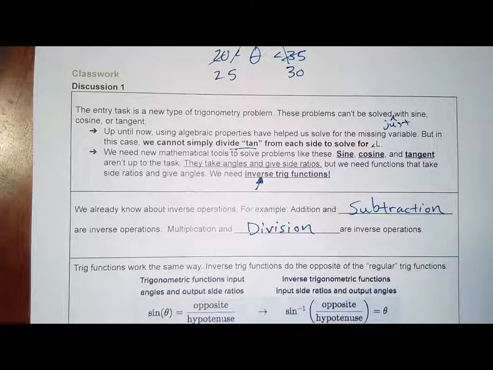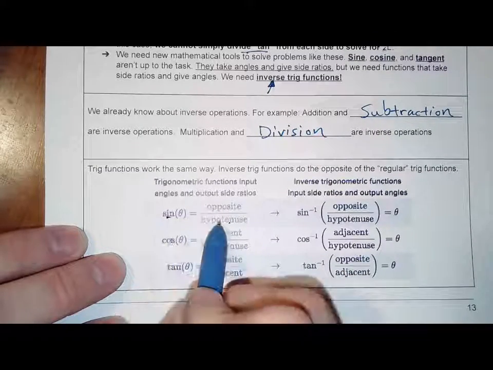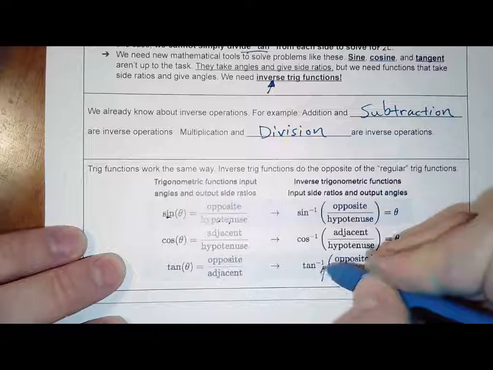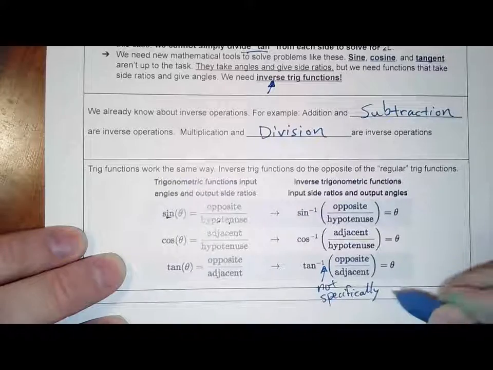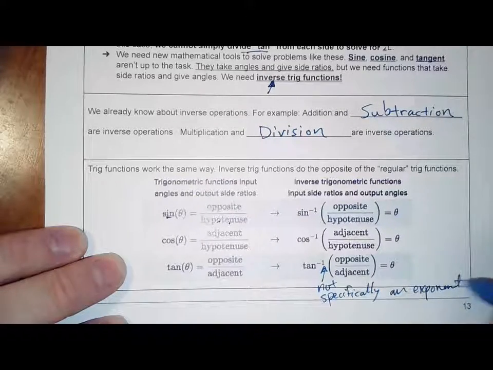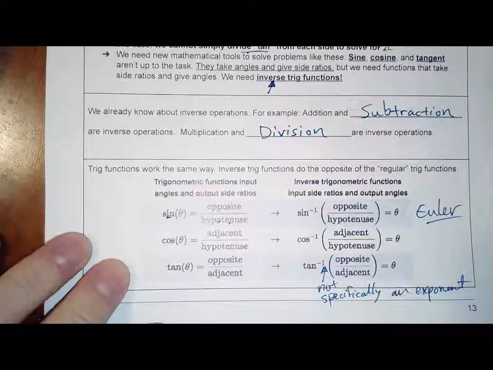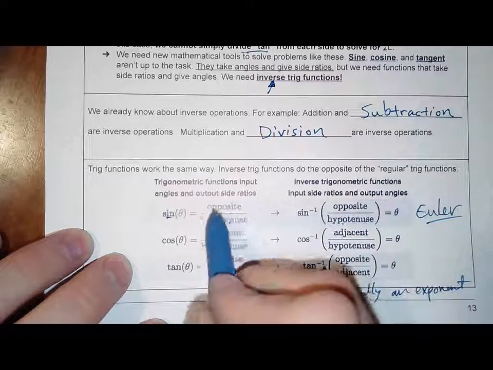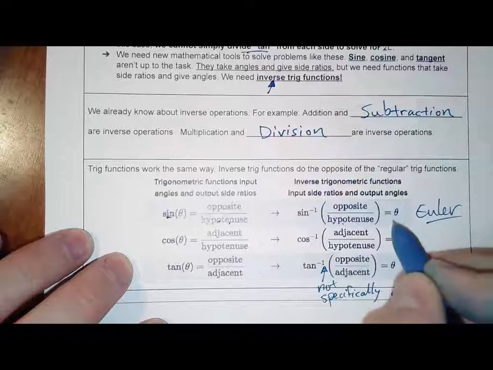Inverse trig functions do the opposite of regular trig functions. Like if you have sine theta equals opposite over hypotenuse, then let's put the sine on the other side of the equation, but let's use a little -1, like an exponent. Note, this is not specifically an exponent. Some guy, I think his name is Euler, E-U-L-E-R, came up with the idea of the notation being written this way. So sine inverse of opposite over hypotenuse equals theta. Notice that this time the fraction goes in the parentheses, and the answer that gets spit out is the angle value.